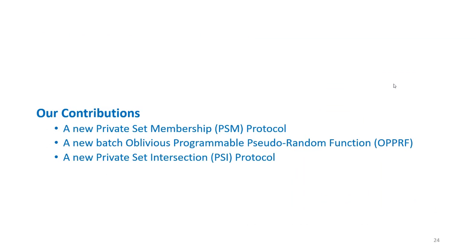In this work, we provide a new private set intersection protocol that can be used in larger protocols that get the intersection as an input. As side contributions, we introduce a new private set membership protocol and a new batch oblivious programmable pseudorandom function.